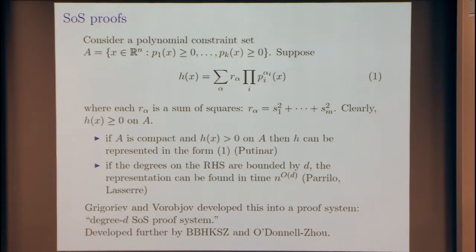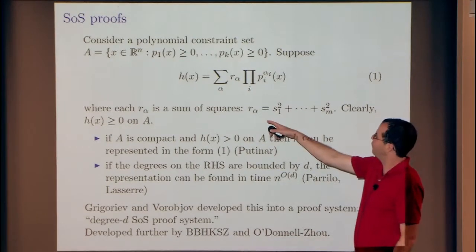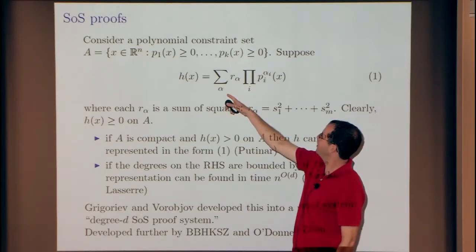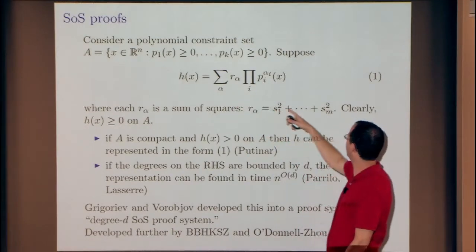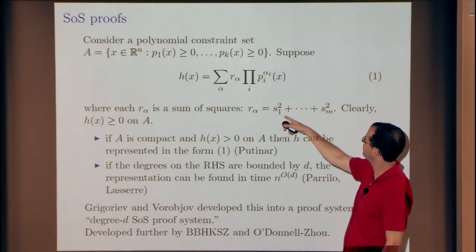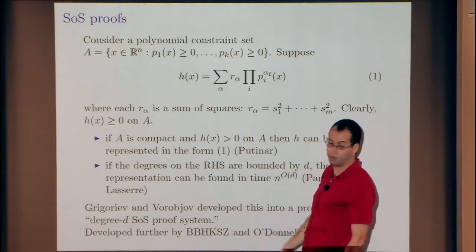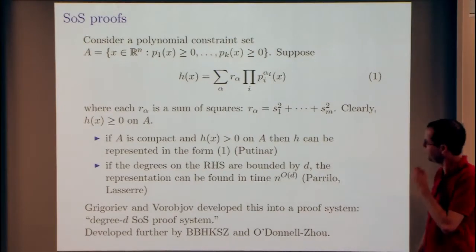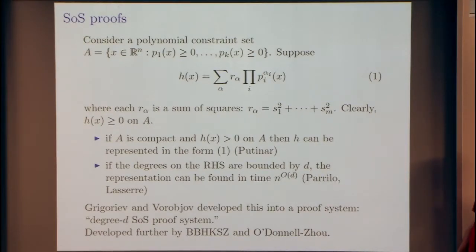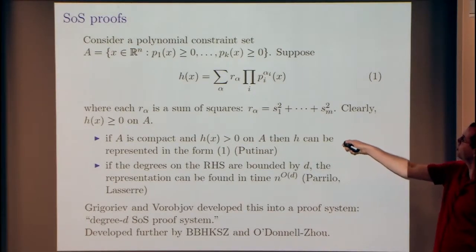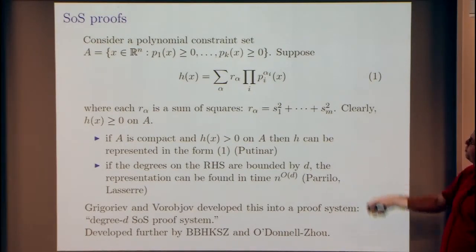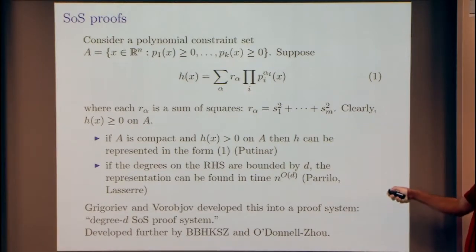So suppose you have a polynomial of the following form. It's a sum of expressions. Each of them is a sum of squares. Each of the s_i is a polynomial, times some product of polynomials, each of them positive in the set that we're looking at. So obviously this polynomial is non-negative, because it's a sum of positive expressions multiplied by non-negative expressions, so it's going to be positive. So this is not a very interesting fact.